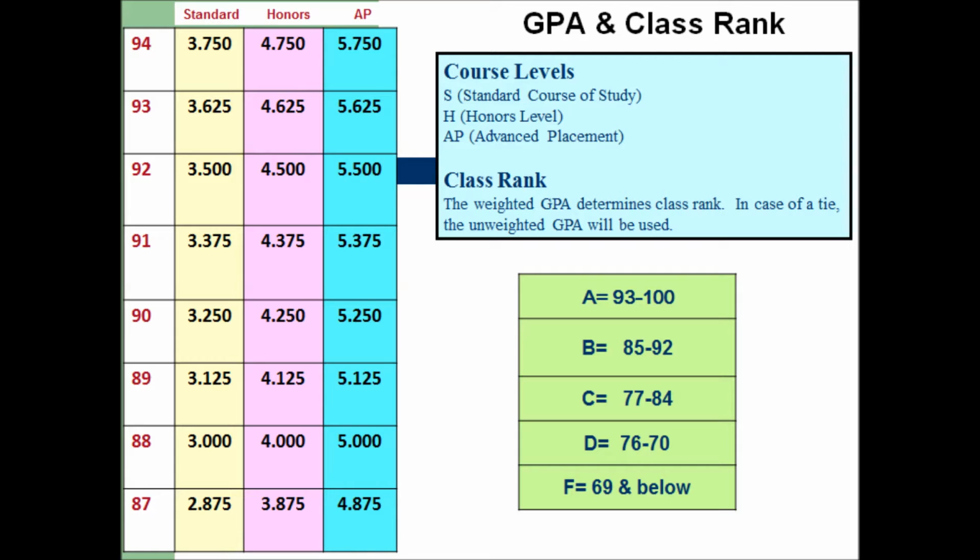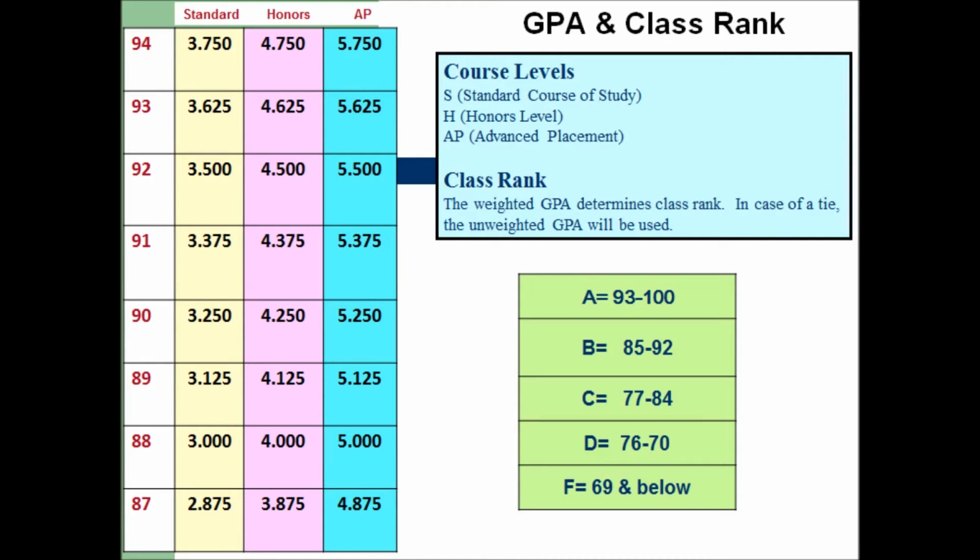If you remember, earlier I mentioned the weighted and unweighted quality points. We're going to take a look at this chart. Now this chart is just a sample of the entire chart, which is in your registration catalog, and I believe it is in your student handbook, and that can be found on the CBA website under Counseling Services. But for now we'll just look at the range from an 87 to a 94, and it is broken down into standard, honors, and AP quality points.